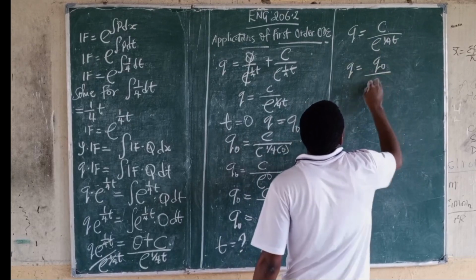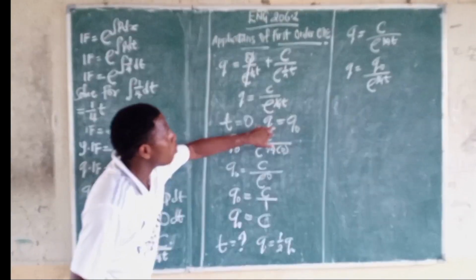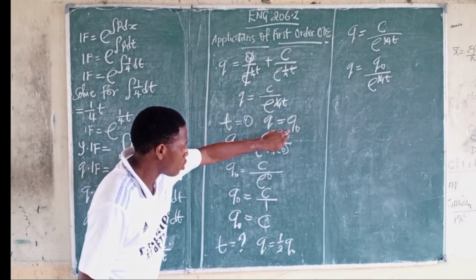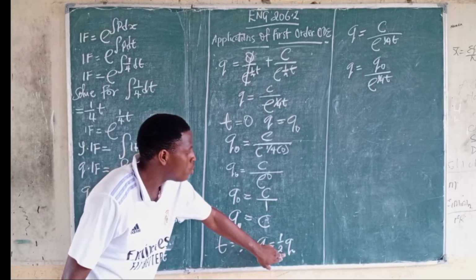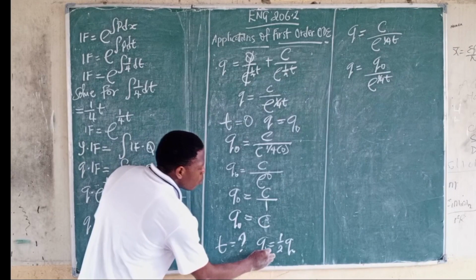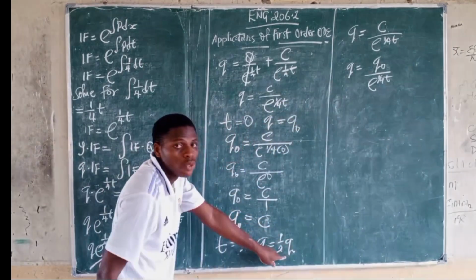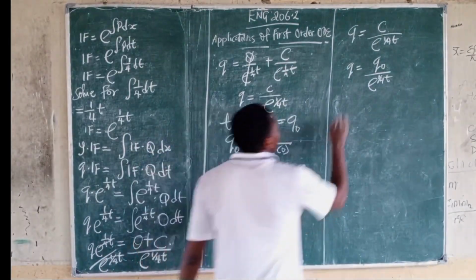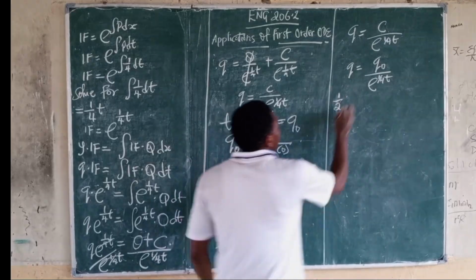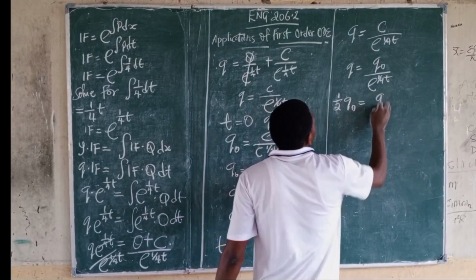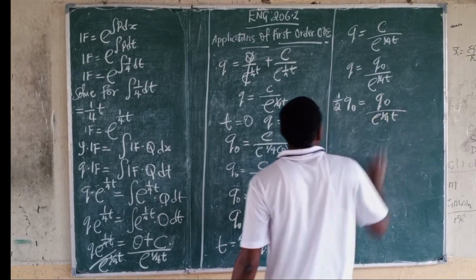Q naught over exponential 1 over 4t. What we have here, we know that Q is equal to Q naught. So here we also have Q is equal to half of Q naught. Meaning anywhere we are seeing Q, we have to put half Q naught. So we are removing this Q here to substitute half Q naught. If you do that, we simply have 1 over 2. And what is our Q? Q naught here. Q naught is equal to Q naught over exponential 1 over 4t.